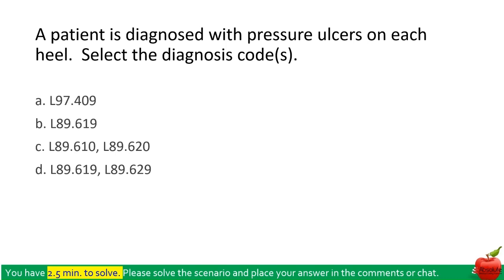Yeah, okay, so we're gonna select some diagnosis code or codes, and we have A: L97.409, B: L89.619, C: L89.610, and finally D: L89.629. A patient is diagnosed with pressure ulcers on each heel. Select the diagnosis code or codes. All right, you've got 2.5 minutes. Your time starts now.